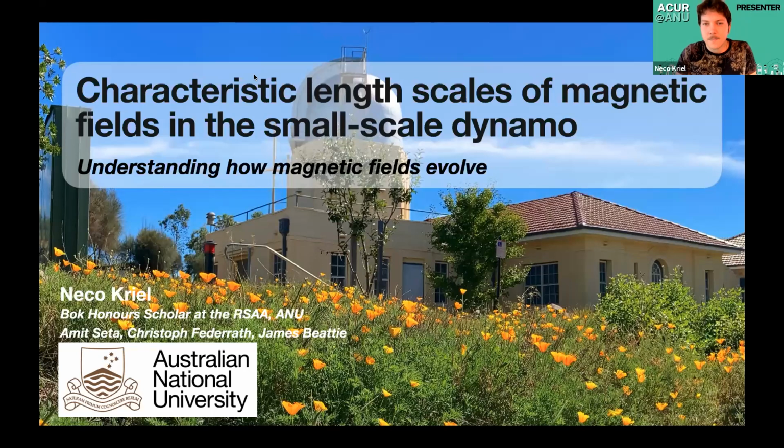Okay, great. Hello, everyone. My name's Neco. I'm one of the Bok Honor Scholars here at the Research School of Astrophysics and Astronomy at ANU. And today I'm going to talk a little bit about some of the work that I've been doing during my thesis, which has been focused on trying to understand how magnetic fields evolve within the environments that they exist.